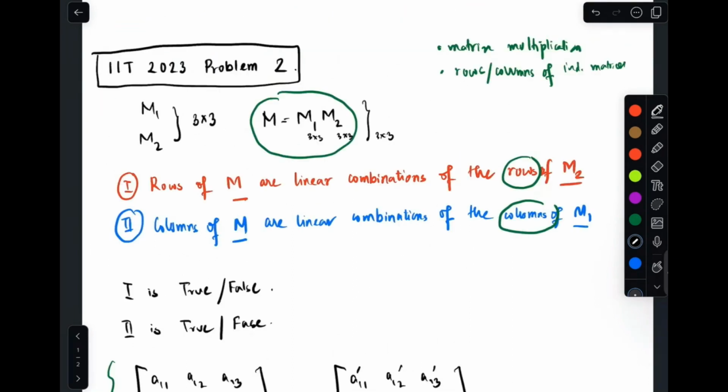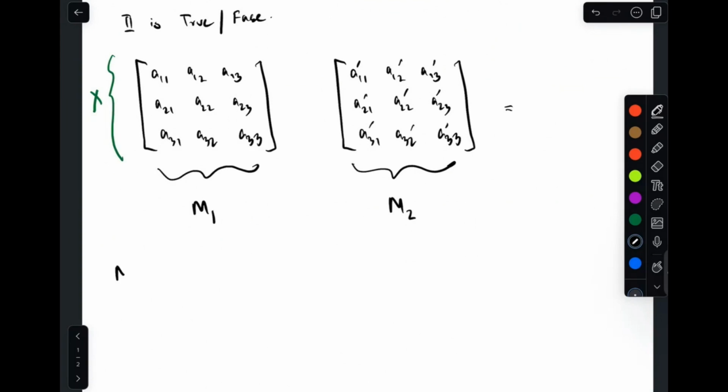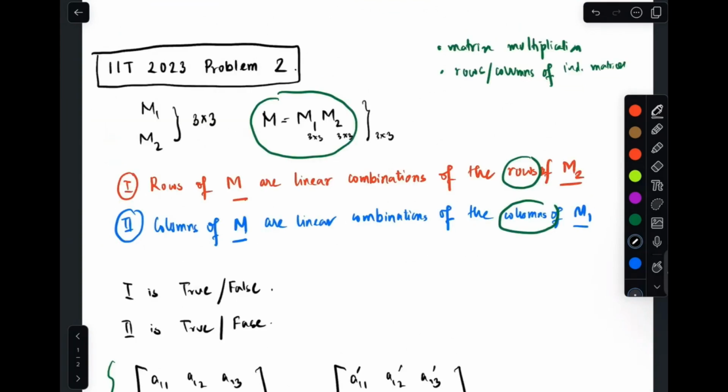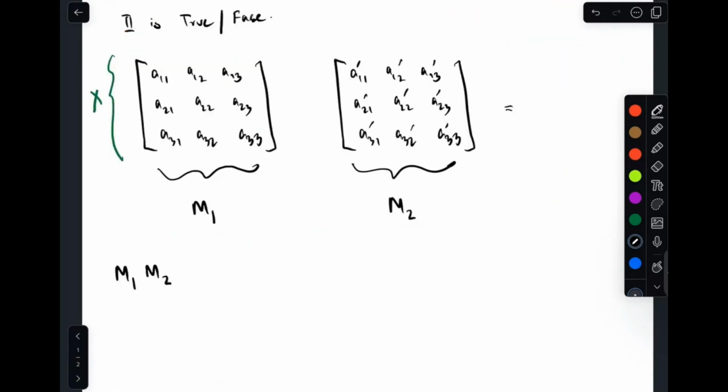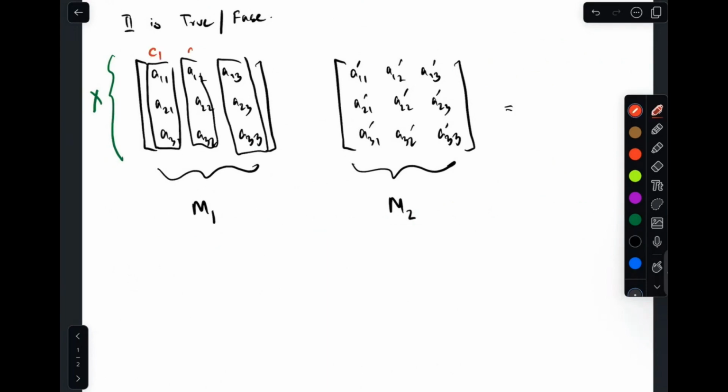It's asked that the rows of M are linear combinations of the rows of M2. So let's write the rows of M2 first. So it's M1, M2. It's mostly about the rows of M2 and the columns of M1. So let's write that in that way. You can see this matrix, this is the column vector. This is called a column vector, right? And let's call this C1, C2.